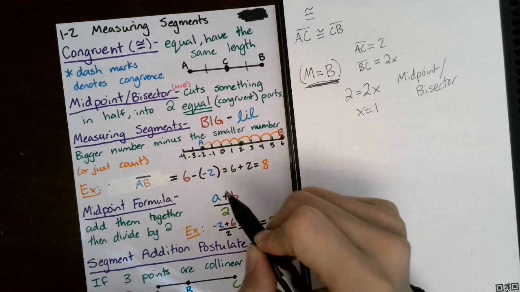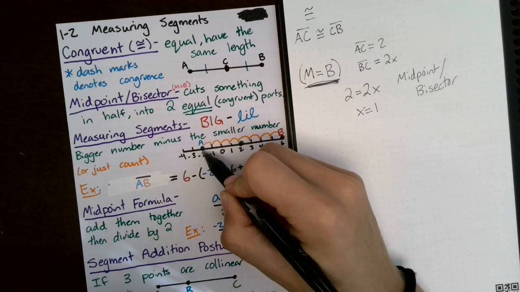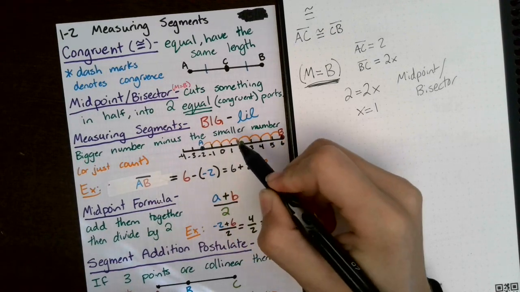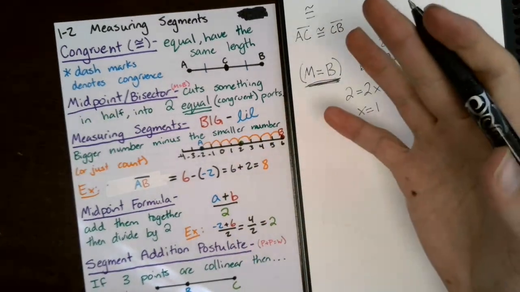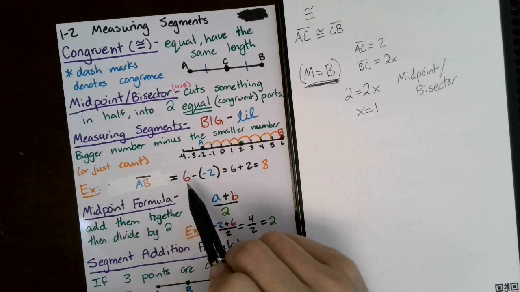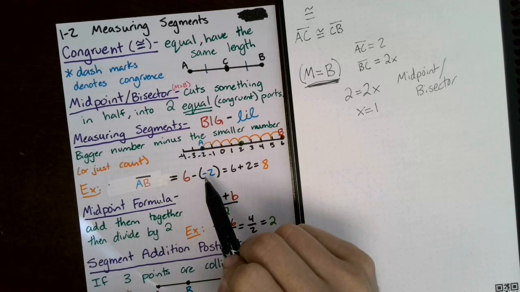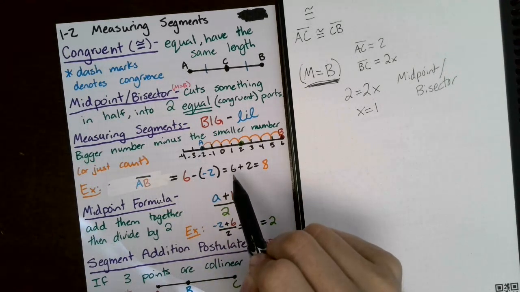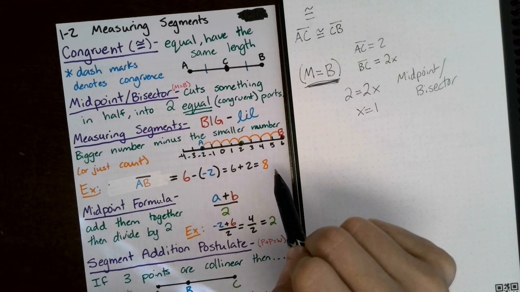That's not how you count. You count when you move. So you start here and then you go 1, 2. Make sure you count properly if you're just counting. And here's the example of doing big minus little. I can do 6 minus negative 2. When we subtract a negative, it becomes 6 plus 2, and we also get 8.